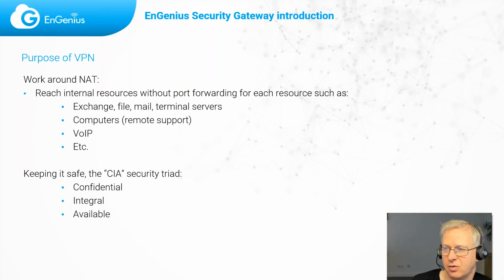But yeah, in reality, most people have NAT on both sides, so you need some way to get to the other side. And port forwarding, you can do that, but it has limitations. You only have so many ports to forward, and port redirection is not nice to do. So that's one thing. But the other thing, of course, is keeping it safe. Again, our CIA security triad: confidentiality, integrity, and availability.